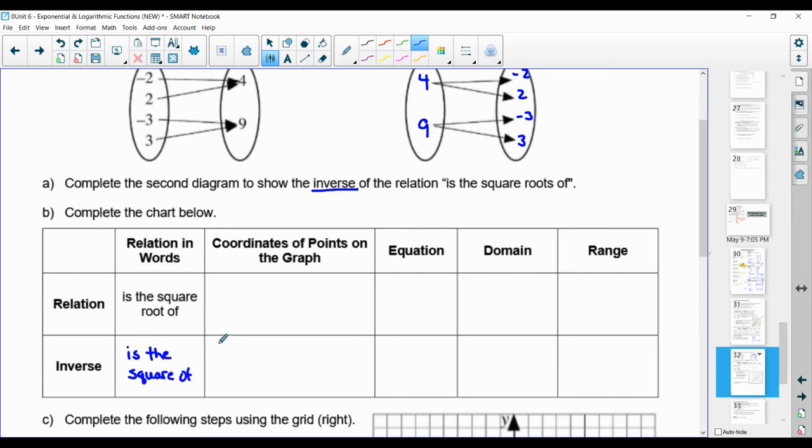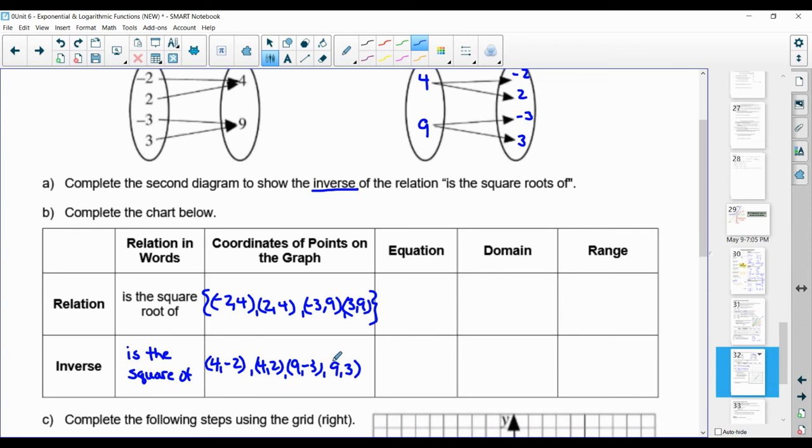If we were to write that relation in words. Now looking at our coordinates here, for the first one, our coordinates were -2, 4, 2, 4, -3, 9, and 3, 9. And then we write those in set brackets. For the second one, our coordinates were 4, -2, 4, 2, 9, -3, and 9, 3.